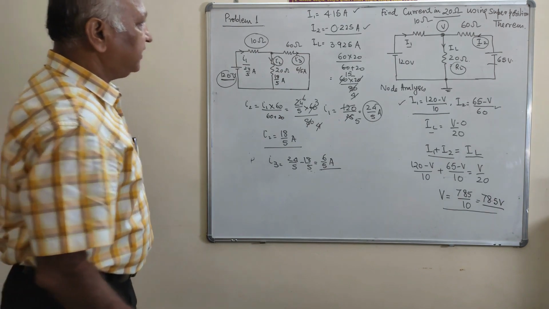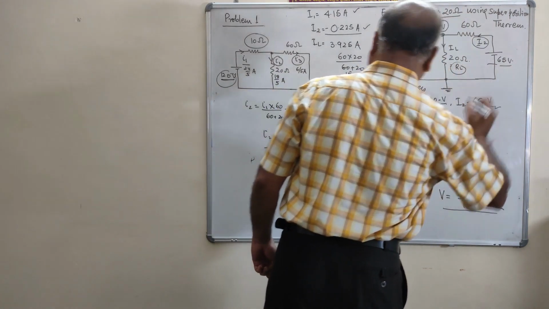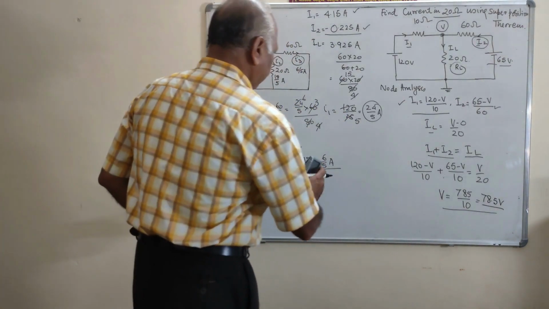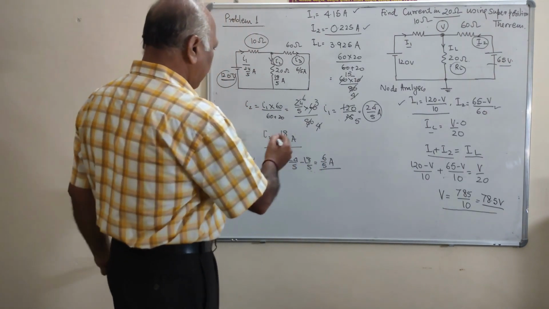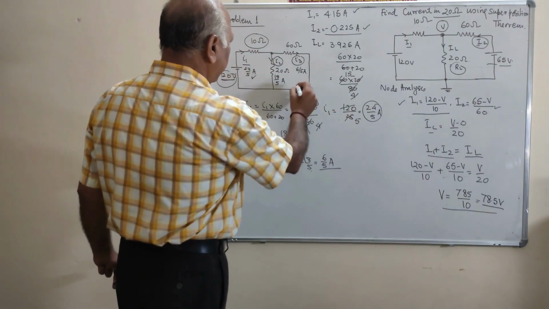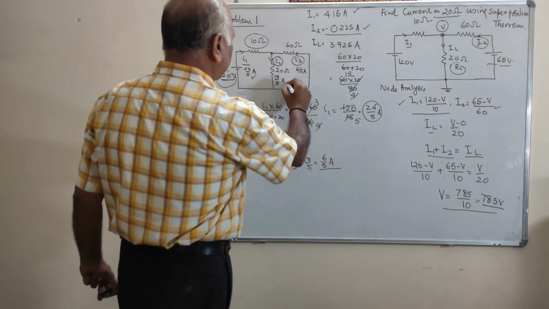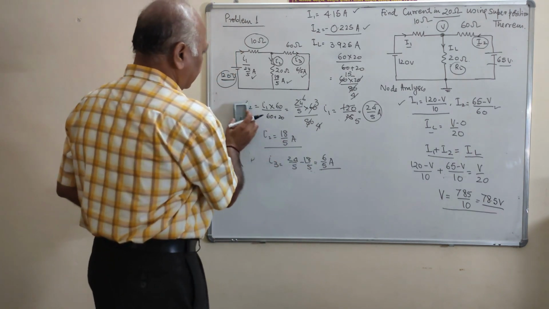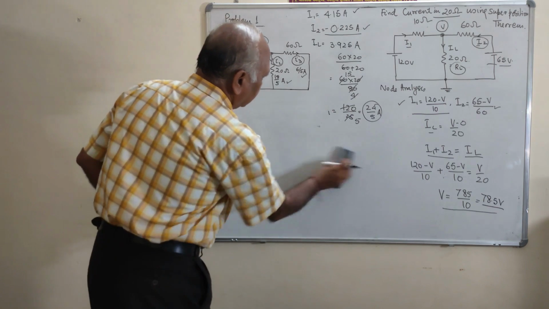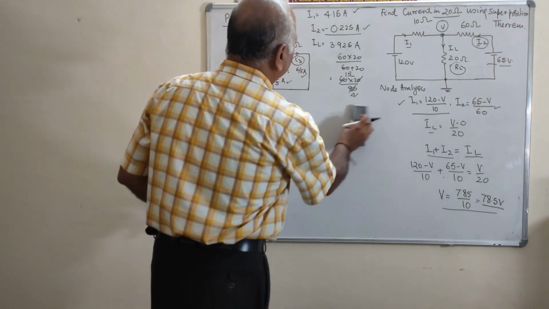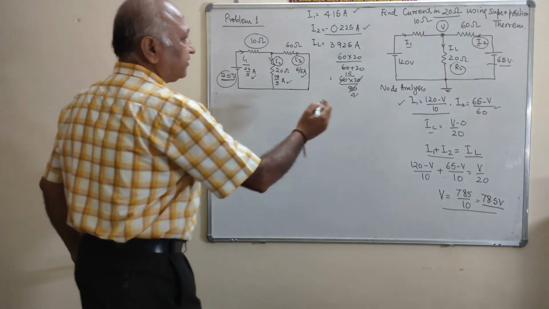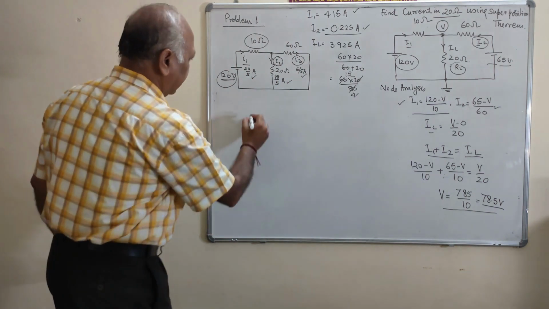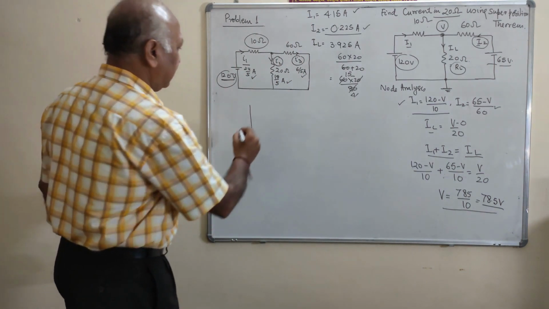Clear? Now we will consider this 65 volt source. Here we have put the values: I1 is 24 by 5, I2 is 18 by 5, and I3 is equal to 6 by 5. Now we will consider the 65 voltage source. When the 65 voltage source is considered, this 120 volt source is short circuited.